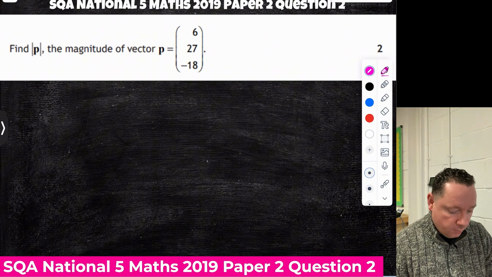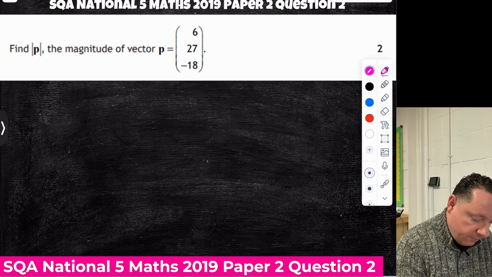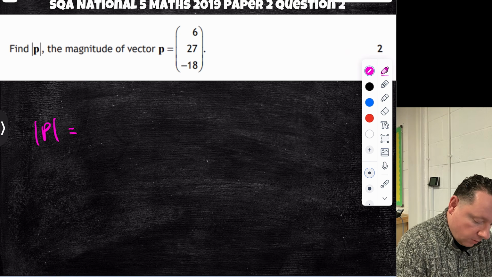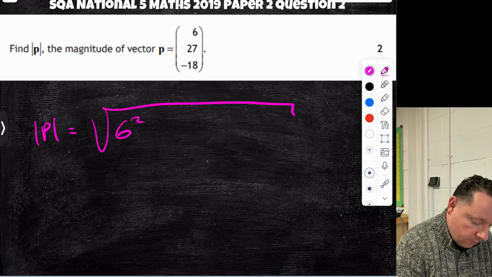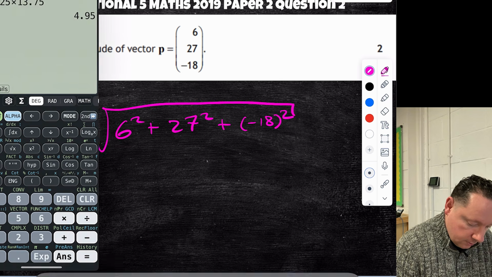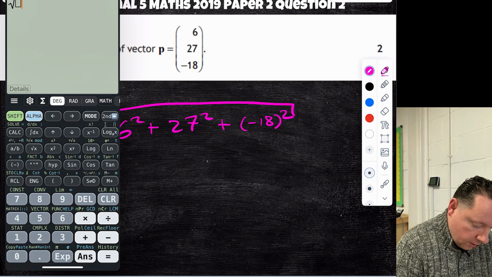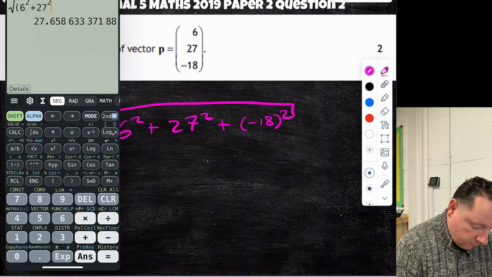Find the magnitude of vector P. So magnitude is just like Pythagoras. I just square each number and square root them. 6 squared plus 27 squared plus minus 18 squared. The square root of 6 squared plus 27 squared plus minus 18 squared is 33.